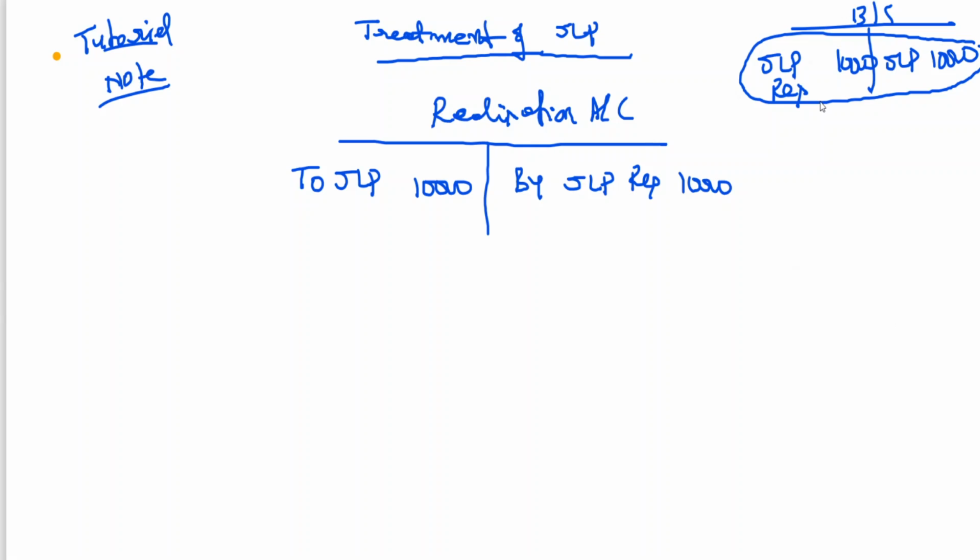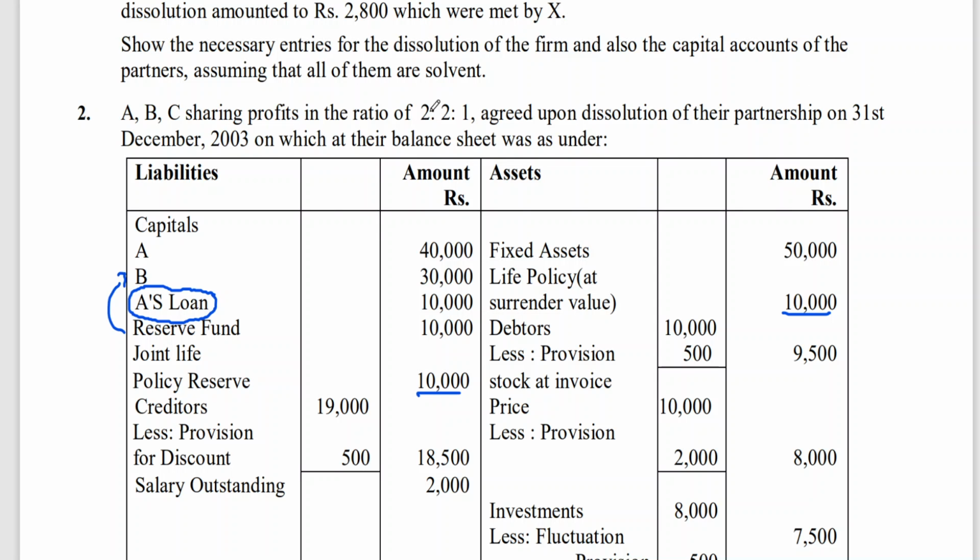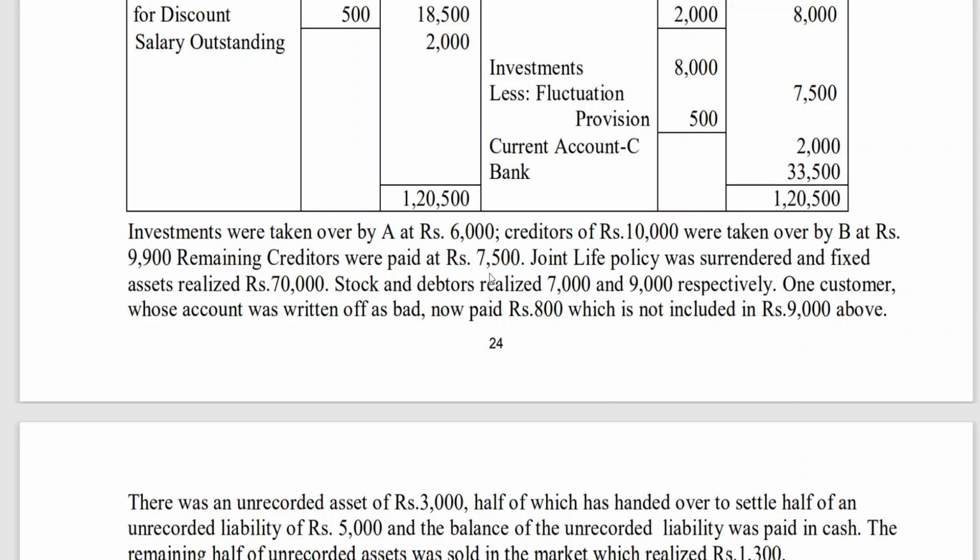You got one more alternative also. Some people write JLP account. Some people, JLP reserve, they will directly transfer to partner's capital account like undistributed profit. And then whatever the amount, I'll tell you, just a minute. Here in the problem, since I am explaining this, joint life policy was surrendered. Joint life policy surrender means, when nothing has been mentioned, how much amount did you get? 10,000 rupees you got.